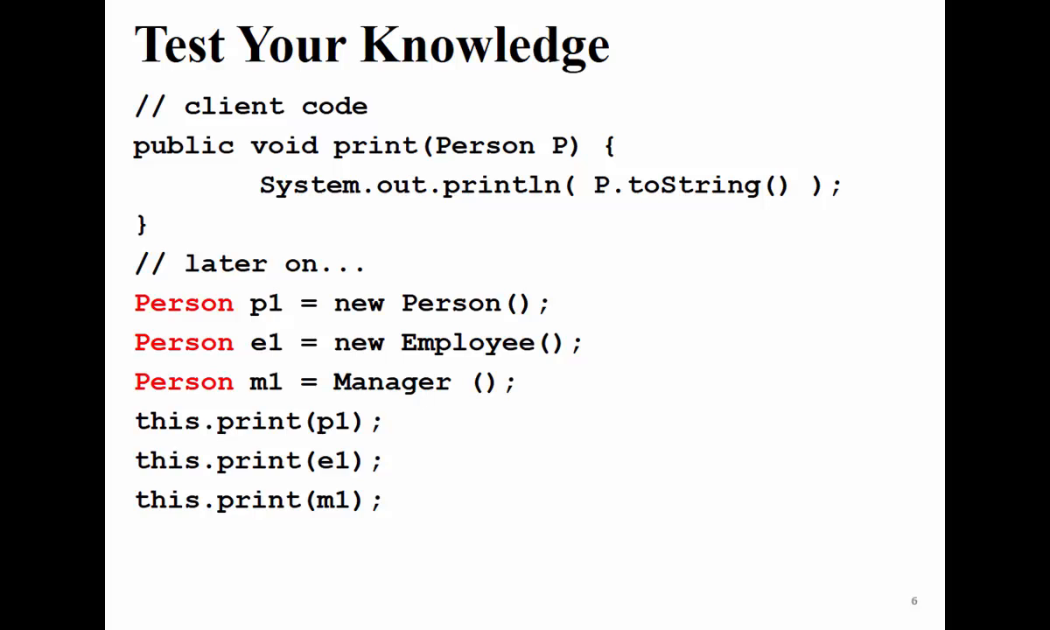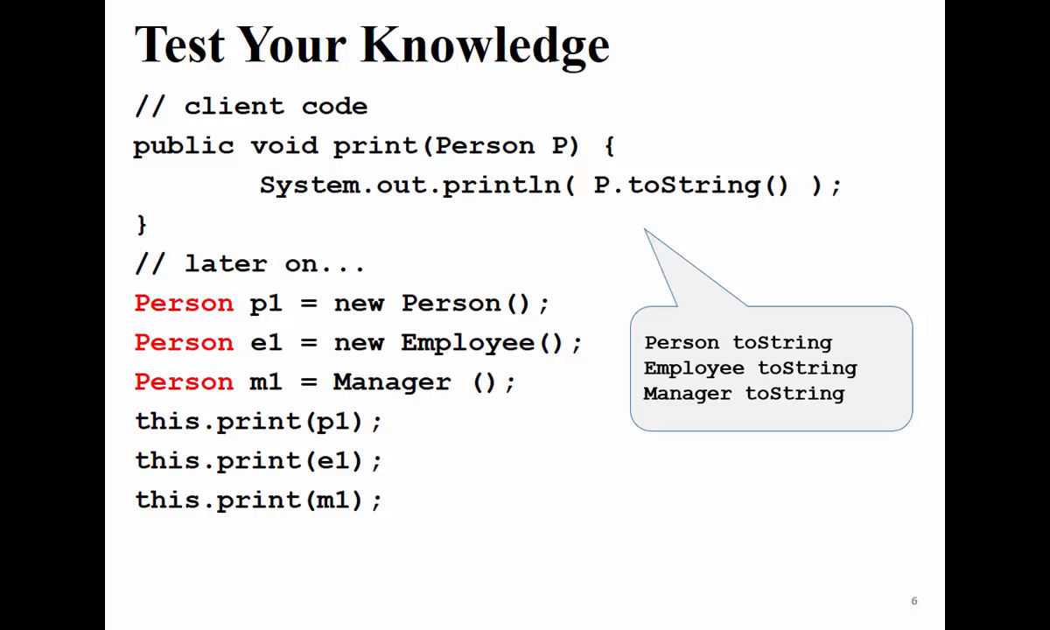Then you are using this .print. You call the method that you defined on the top to print. So you send p1, e1, and m1. Once you are inside the method p.toString, it will recognize that p1 is pointing to an object of type person. It will call person.toString. And if you send e1, it recognizes that the object type is employee. We're going to print employee.toString and manager.toString.